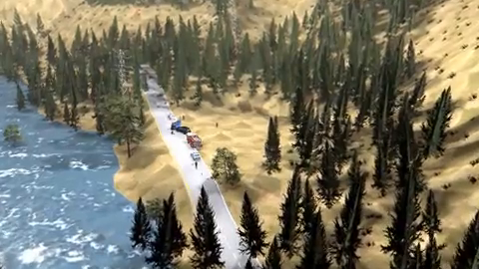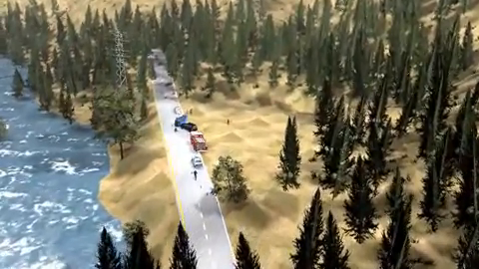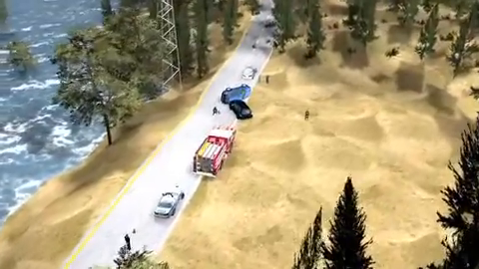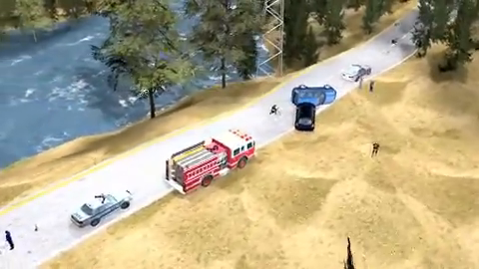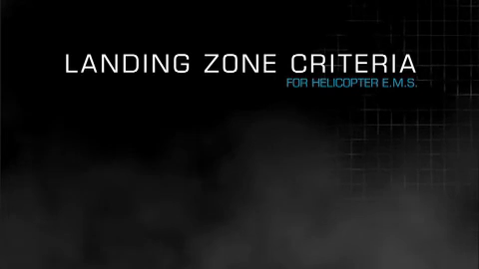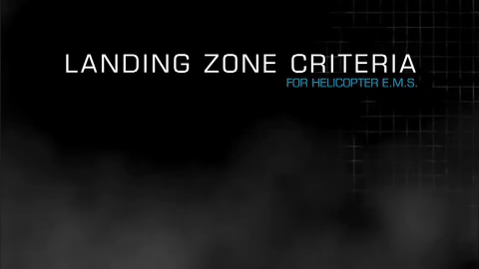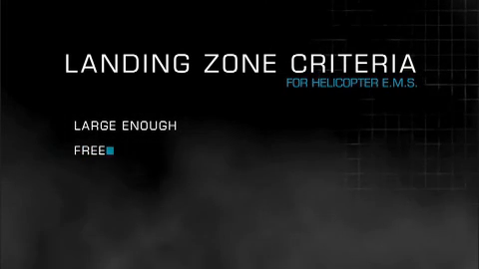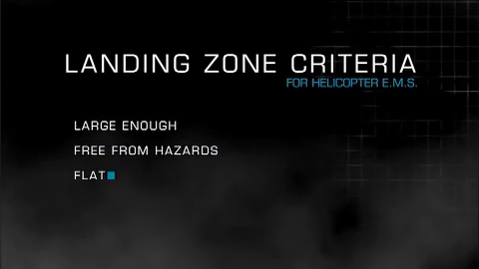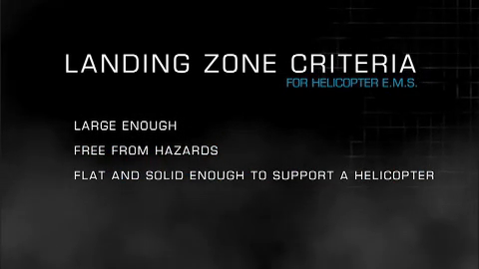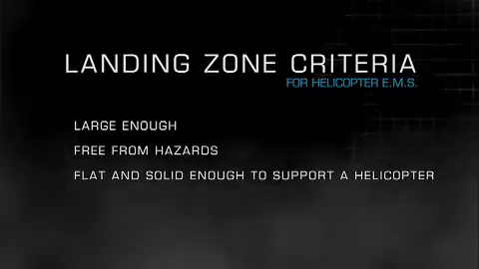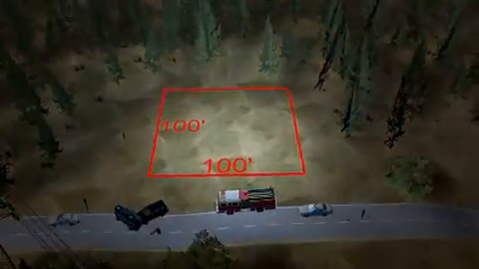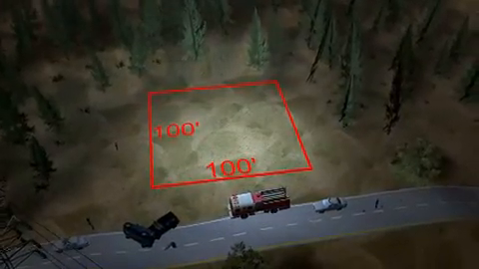Once an aircraft is on the way, the incident crew should select an appropriate landing zone, identify and mitigate hazards, and communicate details of the LZ to the air crew. An appropriate landing zone meets 3 criteria. It must be sufficiently large, free from hazards, and flat enough and solid enough to support a helicopter. The LZ should be 100 feet by 100 feet, day or night.